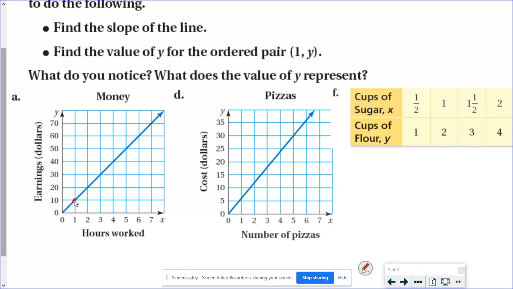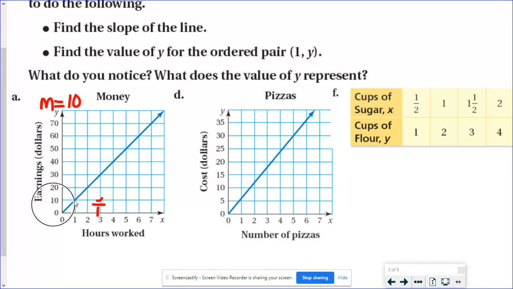It is going through this point right here, and I did go up 1 square and over 1 square, but when I went up this 1 square, that's really going up 10 and over 1. And again, I would go up another 10 and over 1, up 10 and over 1. So my slope is 10 over 1, or just 10.